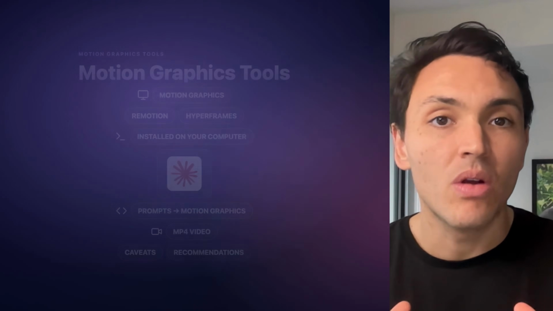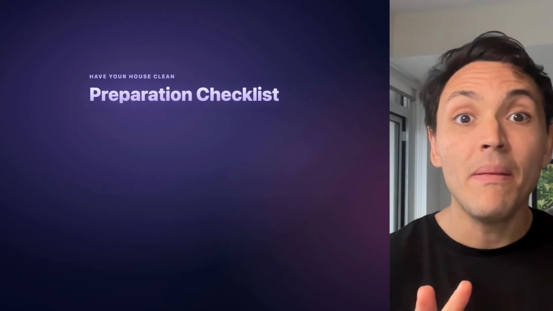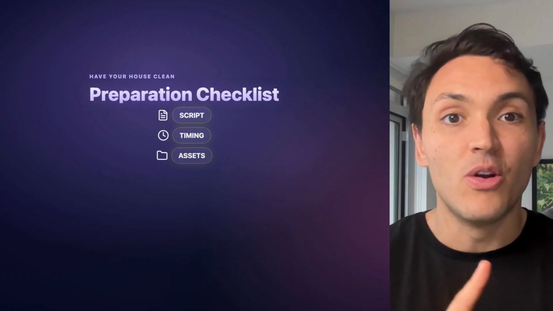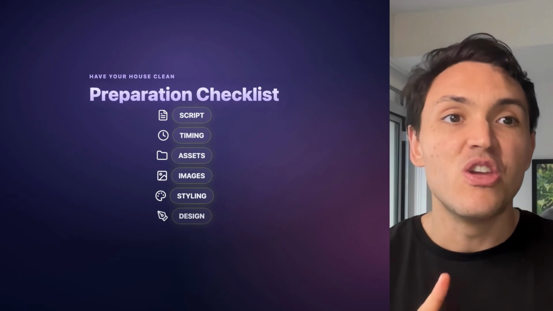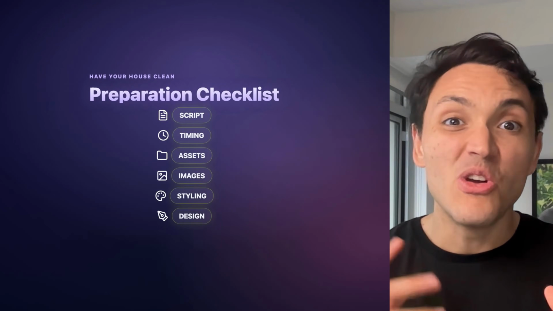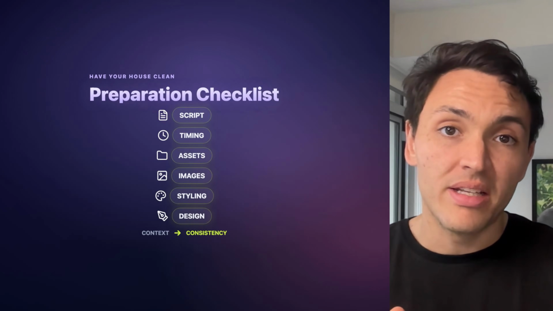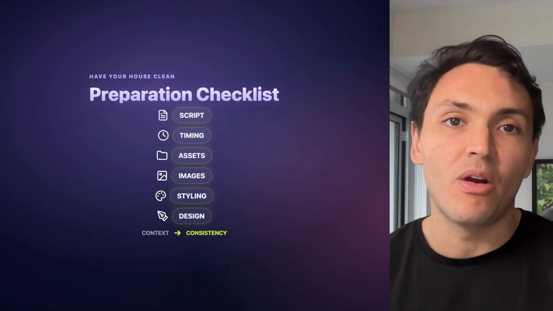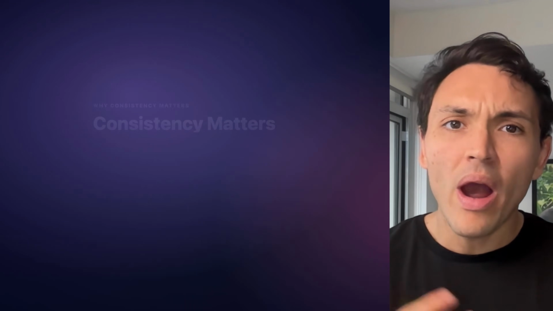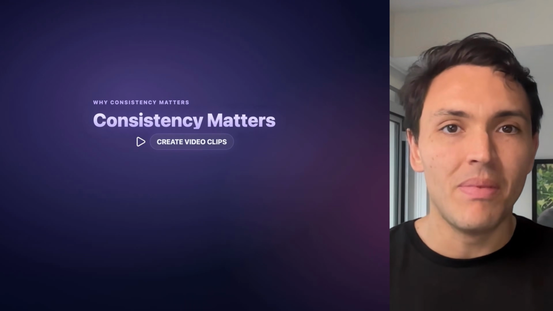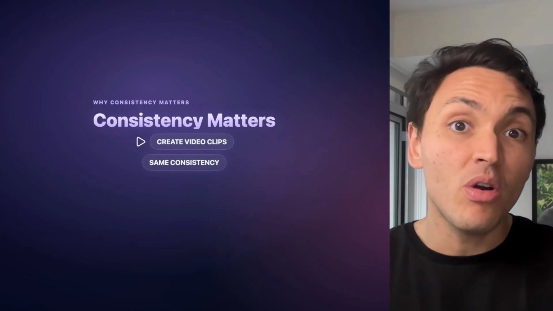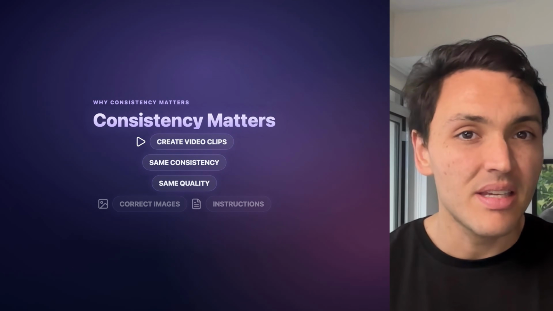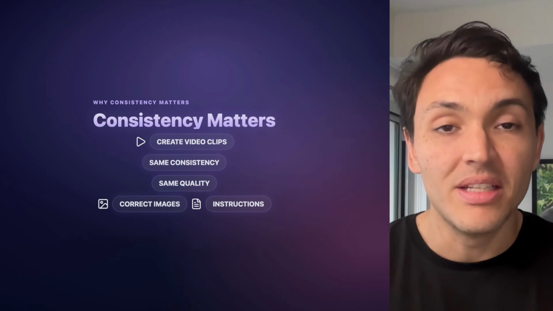First, have your house clean. And what I mean with this is prepare very well your script first, your timing, your assets, your images, your styling, your design. You need all this context so the AI can be fed with this context and it can be consistent across your video generation. Why is that? Because you can create a video clip, but if you want to create multiple video clips with the same consistency, with the same quality, with the correct images, well, you gotta give the correct instructions.